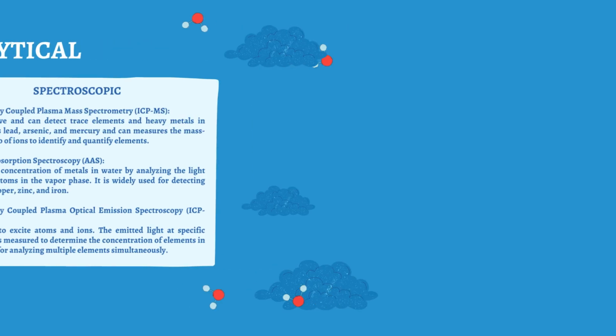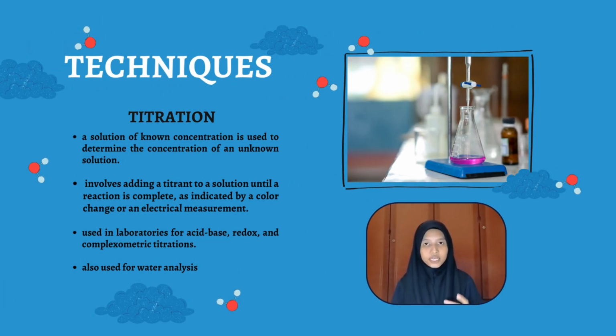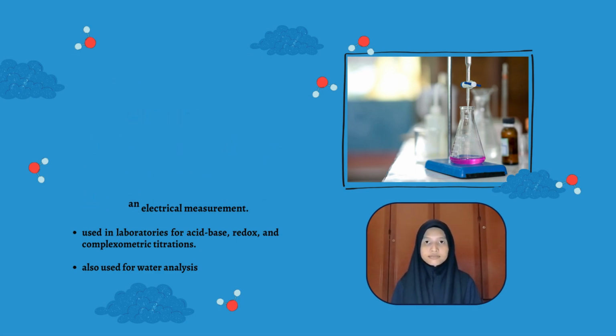multiple elements simultaneously. Titration is one of the techniques where a solution of known concentration is used to determine the concentration of an unknown solution. It involves adding a titrant to a solution until a reaction is complete, as indicated by a color change or an analytical measurement. The volume of titrant used allows for the determination of the analyte concentration. This technique is widely used in laboratories for acid-base, redox, and complexometric titration. Moreover, this technique is also used for water analysis.